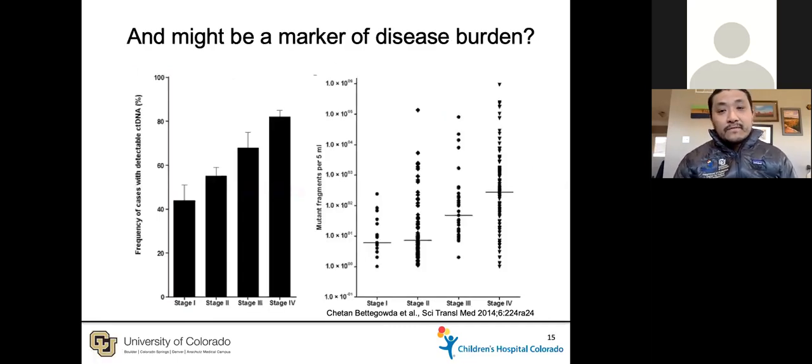Also, he showed that if you take it across all diagnoses and go stage by stage, the frequency where you can detect ctDNA, and the mutant fragment burden, does increase, loosely correlating with the staging of the tumor. Now, this is all retrospective, although he had a lot of patients. The prospective use of this for disease monitoring is really what the current studies are doing right now, including our study.